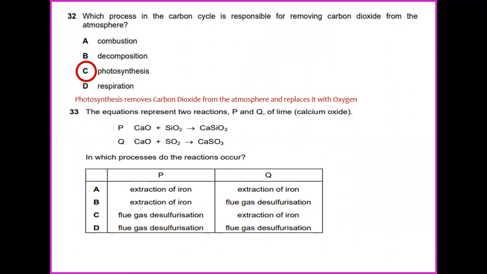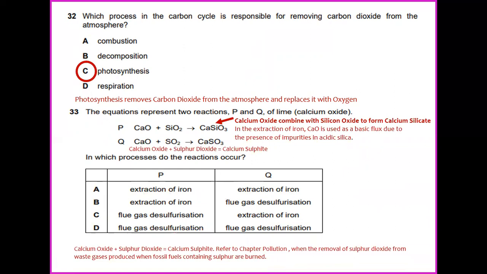The equation represents two reactions P and Q of lime, which is calcium oxide. Let's look into P. What is actually P? P is calcium oxide combined with silicon oxide to form calcium silicate. So in the extraction of iron, CaO, which is calcium oxide, is used as a basic flux due to the presence of impurities in acidic silica.